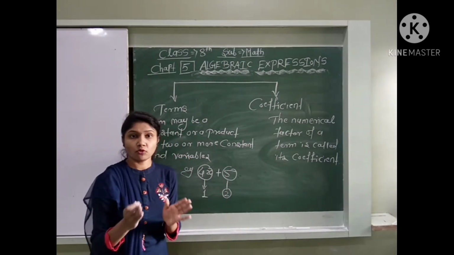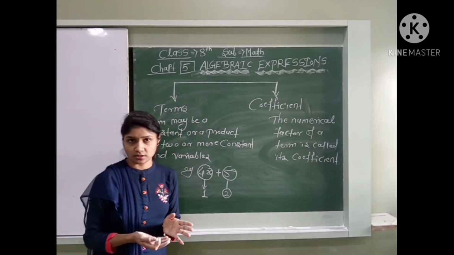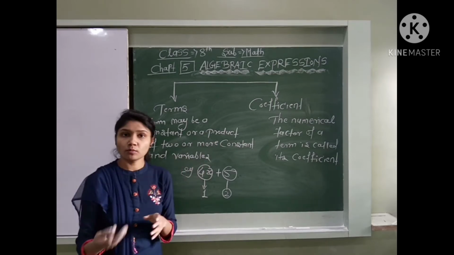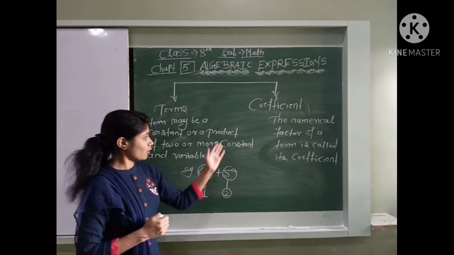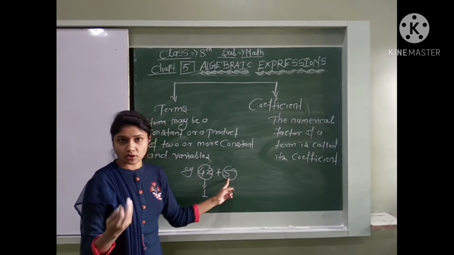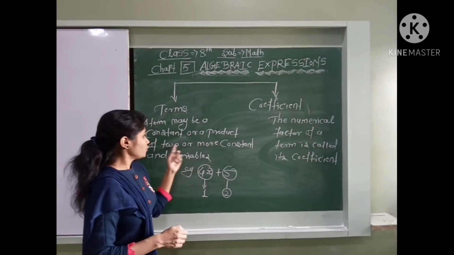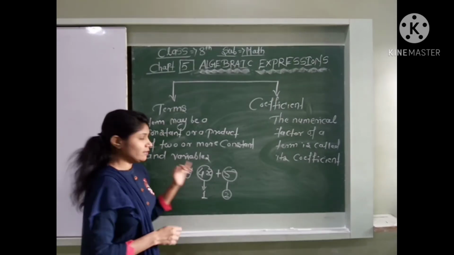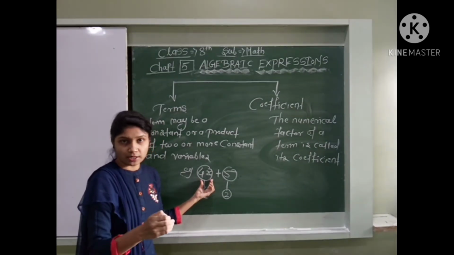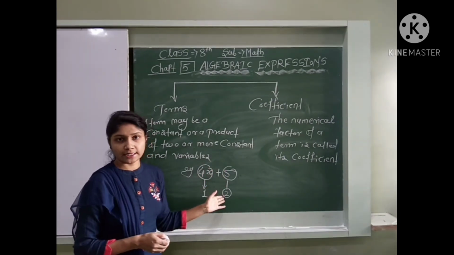Okay, this term is defined as: a term may be a constant, or the product of two or more constants with a variable. A constant can also be a term. When you have a constant, it is also a term, and the product of two or more constants and variables is also a term. This is the type, so you have to identify the terms.